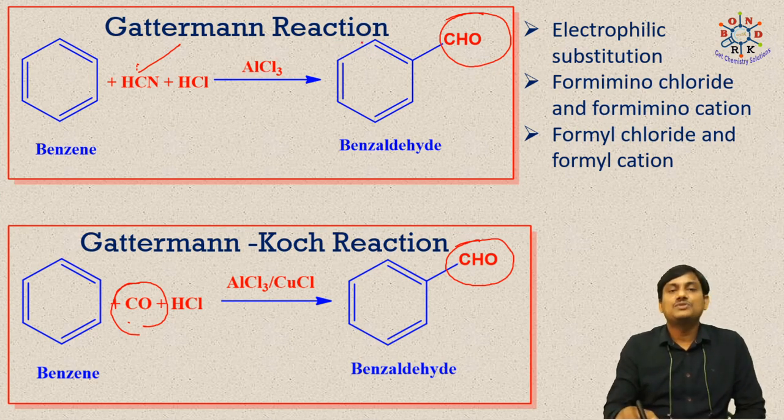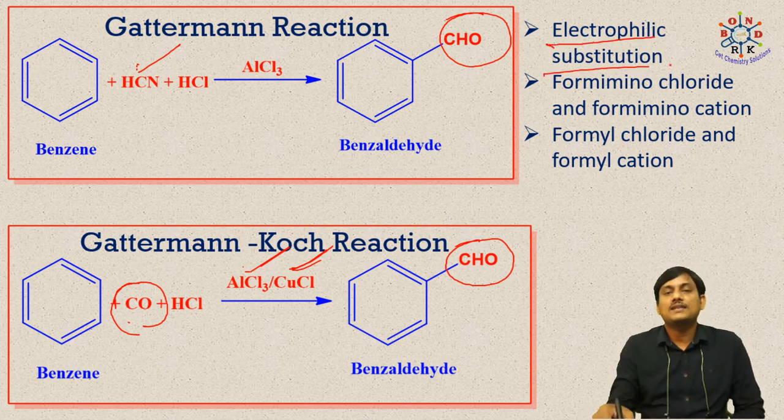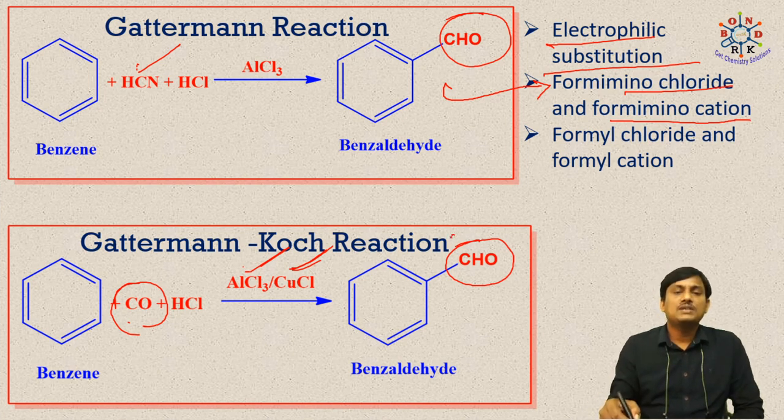In case of Gattermann reaction, we use HCN, HCl and AlCl3. In Gattermann-Koch reaction, we use CO, HCl, AlCl3 and cuprous chloride. This one increases the rate of the Gattermann-Koch reaction. It is also an electrophilic substitution reaction. In case of Gattermann reaction, there is a formation of two intermediates, formimino chloride and formimino cation. In case of Gattermann-Koch reaction, there is a formation of formyl chloride and formyl cation intermediates.